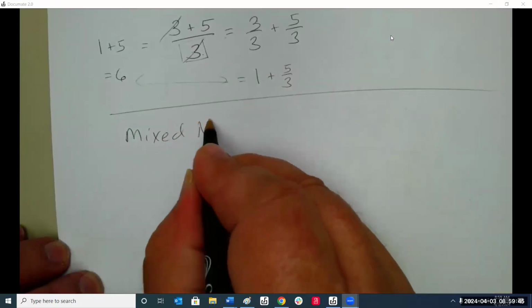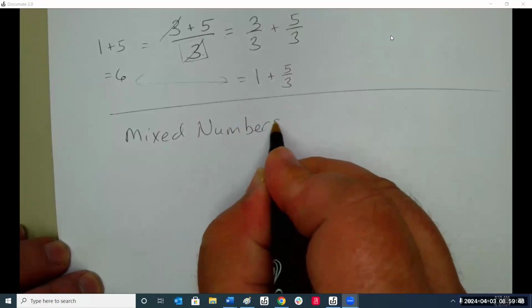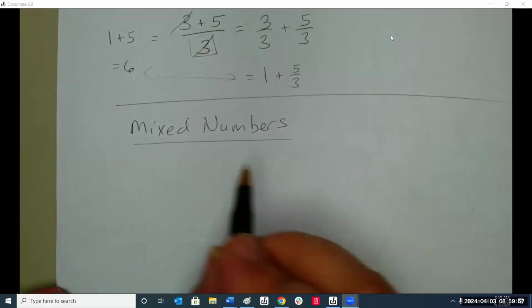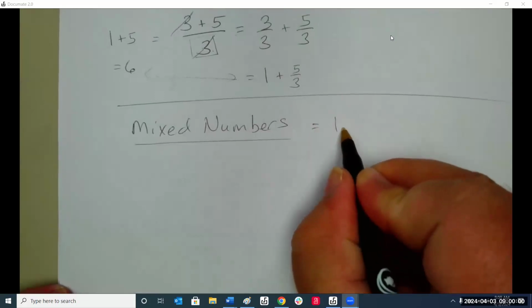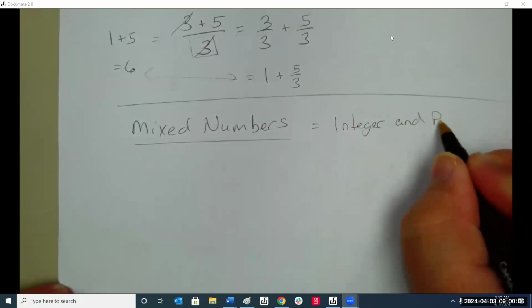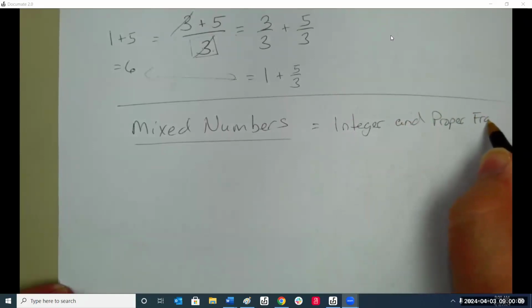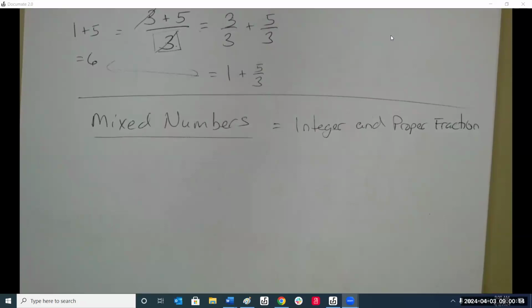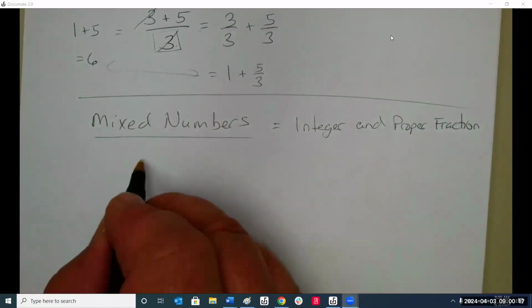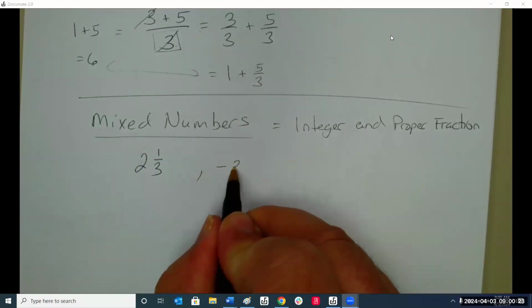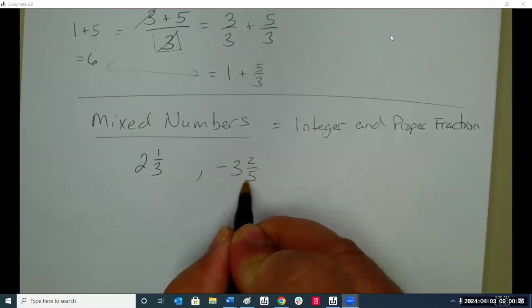Now we're going to go into the concept of mixed numbers. What is a mixed number? It's an integer and a proper fraction. The two types of numbers are mixed, so it could be 2 1/3 or -3 2/5.